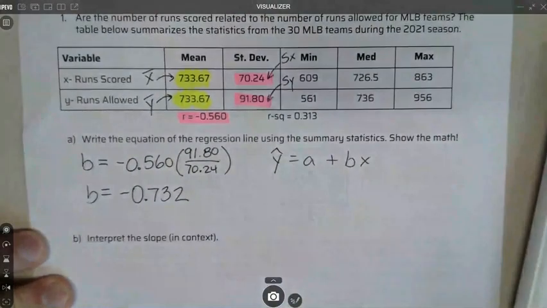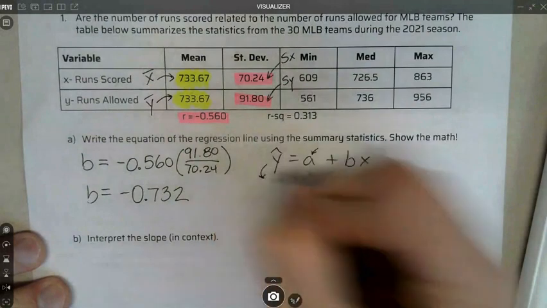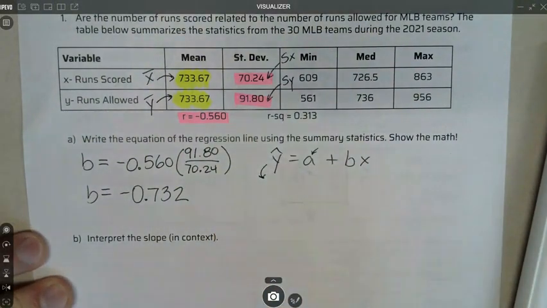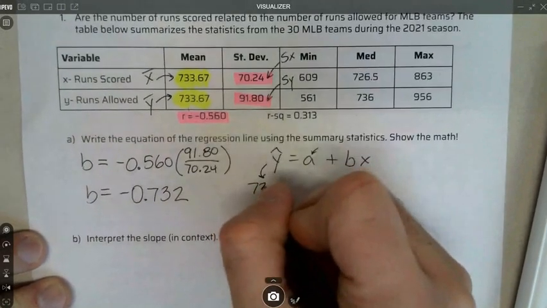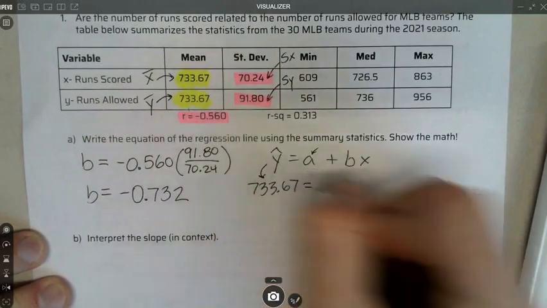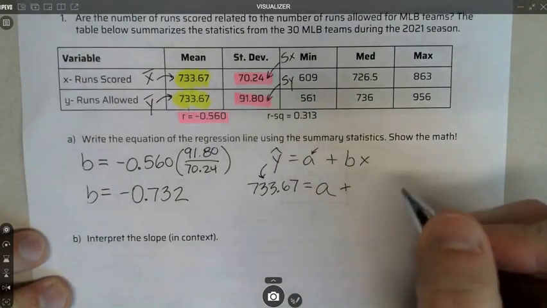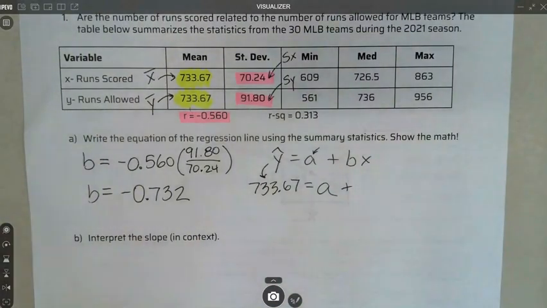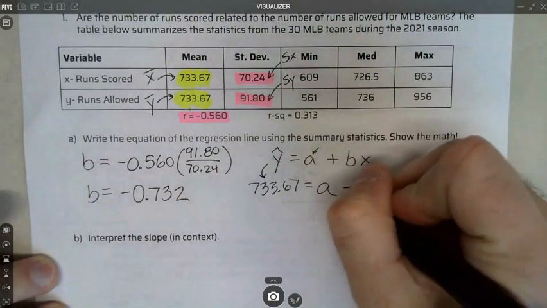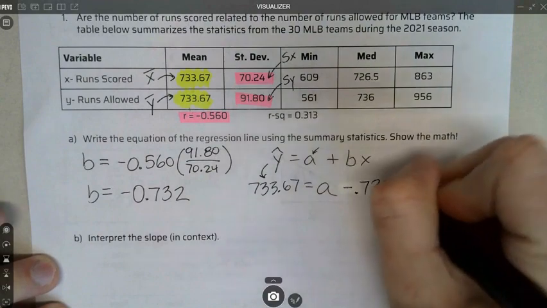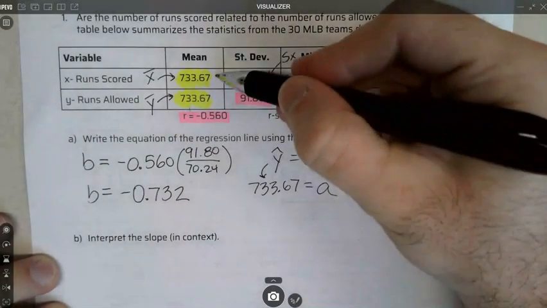All right, to find our y-intercept, we're solving here for a. So plugging in a value for y hat that is on the line, we're going to plug in the mean of y, which is 733.67. A, we're trying to solve for that. We're going to leave that as a variable. Plus b, our slope is negative, so let's make that minus 0.732 times the mean of x, which is 733.67.